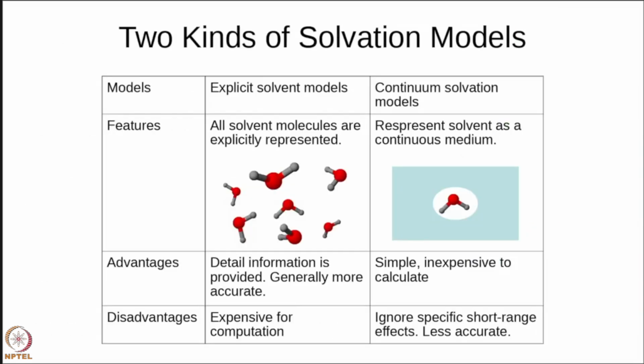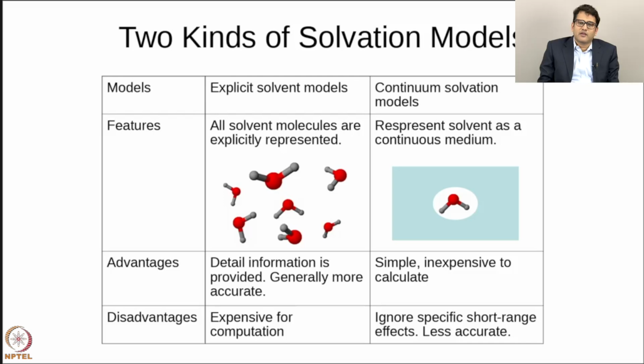Now, among the two solvation models, let me look at the features, advantages and disadvantages. In the case of explicit solvation models, all the solvent molecules are explicitly represented. So, you can mimic all the interactions explicitly, detailed information is provided, and these are more accurate. The disadvantage is that it is expensive for computation, because first of all I have to take care of all the solvents explicitly. You may ask, why do I need to take all the solvents explicitly? Because the interaction actually comes from the effect of the solvation.